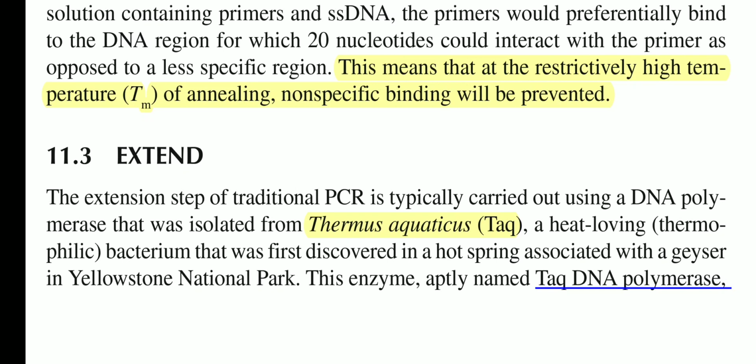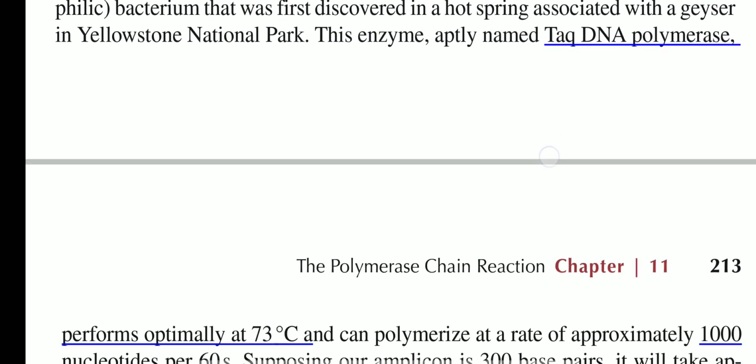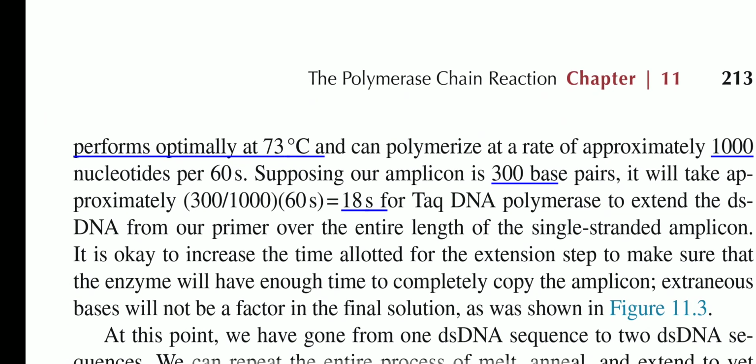Now for the extension process, we are using the bacterium Thermus aquaticus and its enzyme DNA polymerase, because it is a stable DNA polymerase enzyme, also called Taq DNA polymerase, which has better efficiency at a temperature of 73 degrees Celsius.